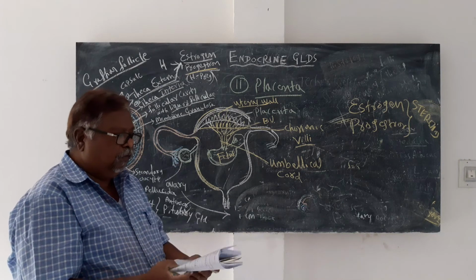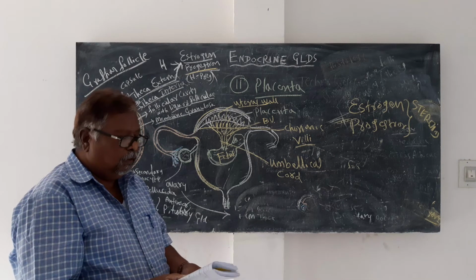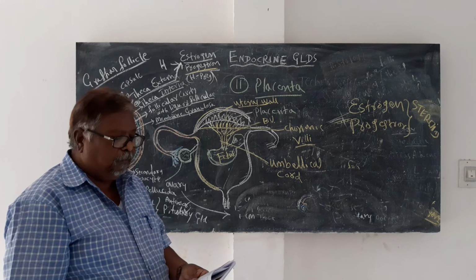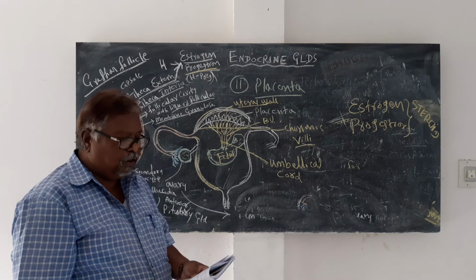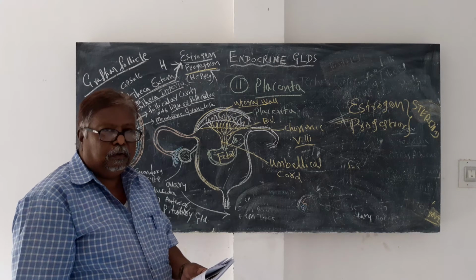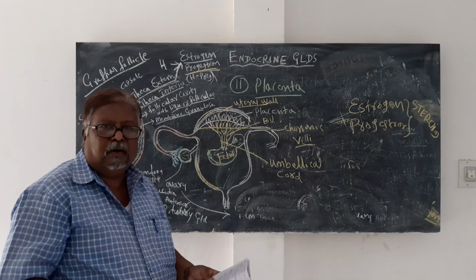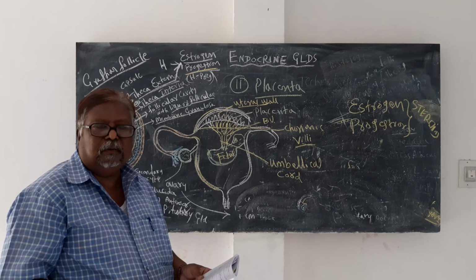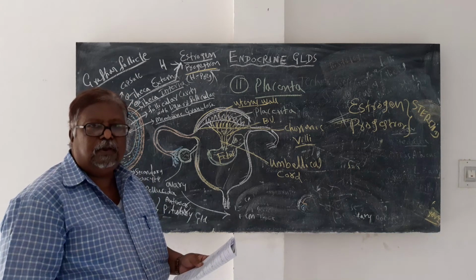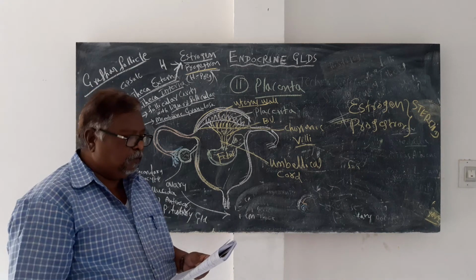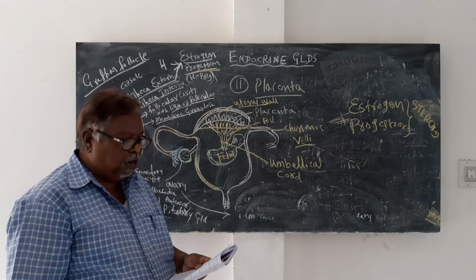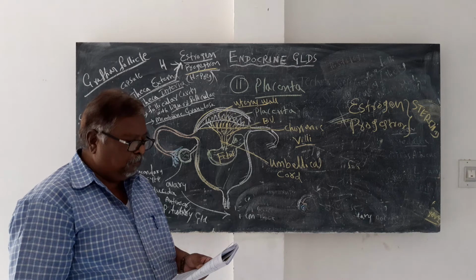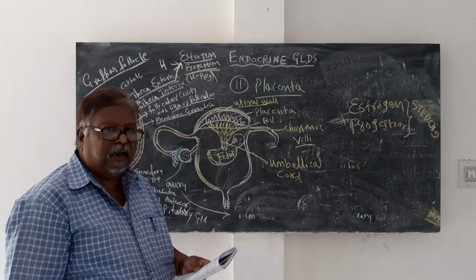Then the second one, the next point: during labor it allows the uterus to contract and prepares the uterus for labor. The uterus will be contracted, it goes inside, contracts, and the baby has to come out. So during that time this helps to allow the uterus contraction. It also stimulates the growth and development of mammary glands during pregnancy.